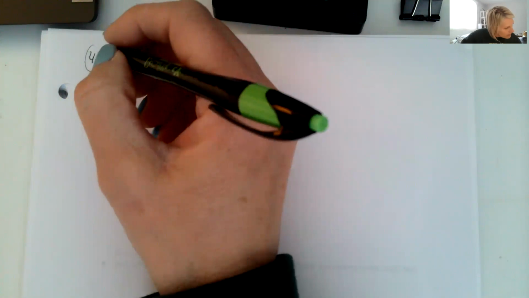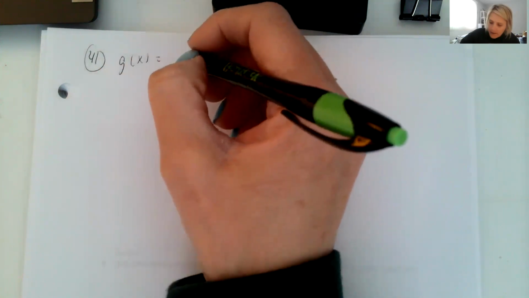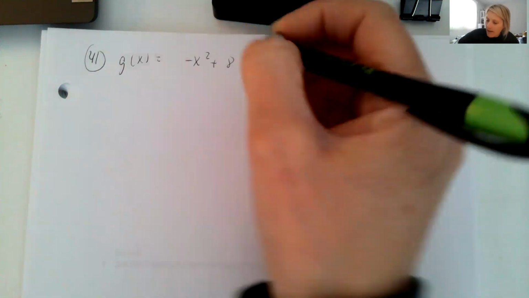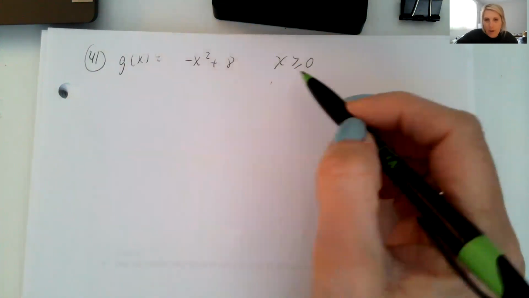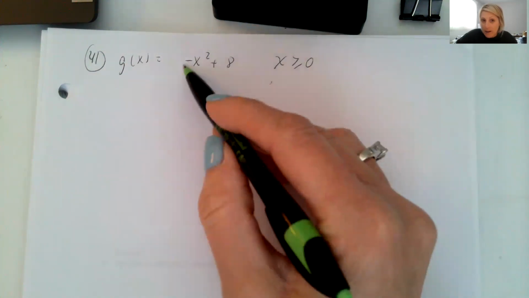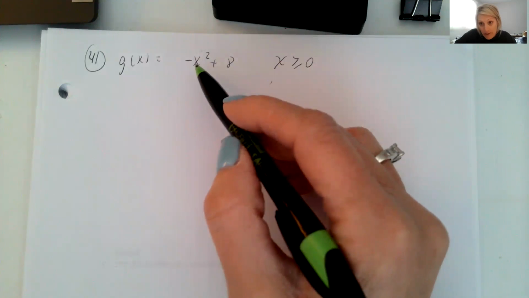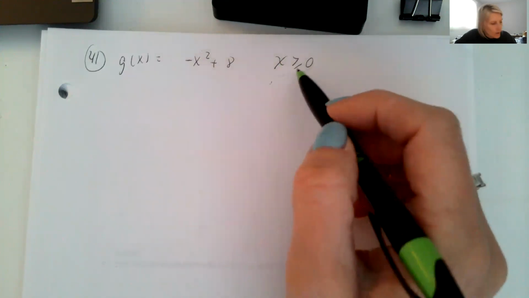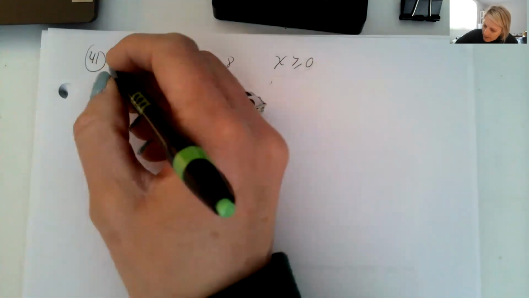So 41 says we have the g of x function, and it is negative x squared plus 8. The reason we can do this is because we're restricting x to be only greater than 0, because normally a quadratic function, which this is not, does not have an inverse. It's not 1-to-1, but we're only going to worry about the x's that are greater than 0. So to find the inverse, that's our step 1.